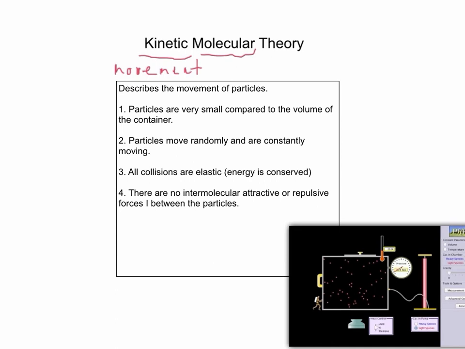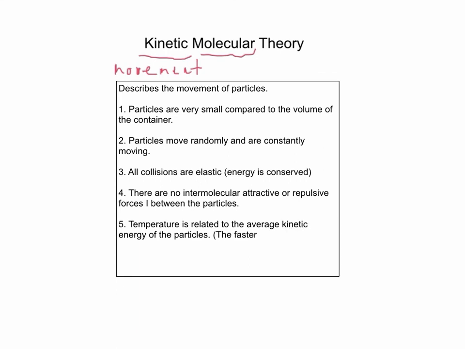And the fifth and final part of this is that temperature is related to the average kinetic energy of the particles. And really all this is saying is that the faster the particles move, the higher the temperature. And then vice versa. The slower they move, the lower the temperature.